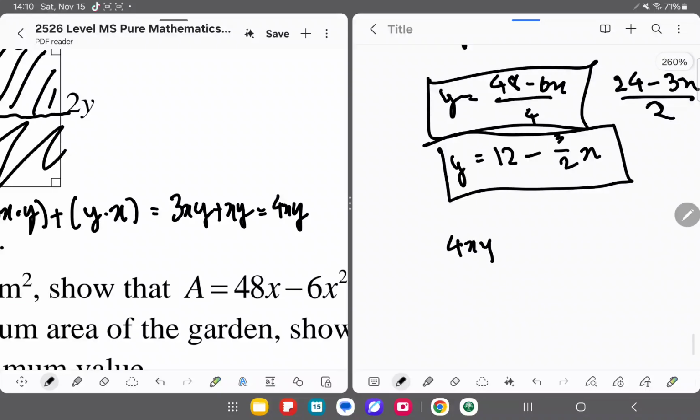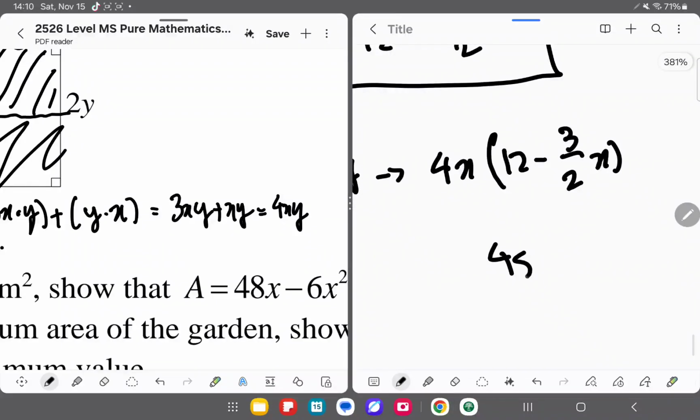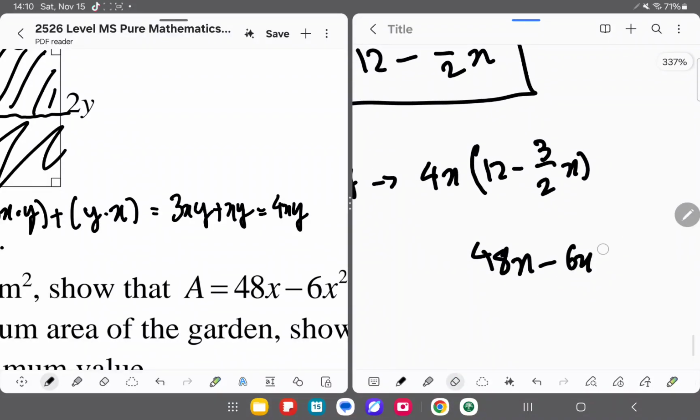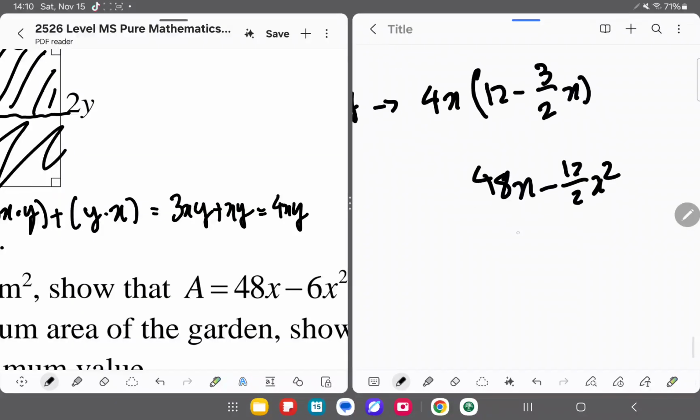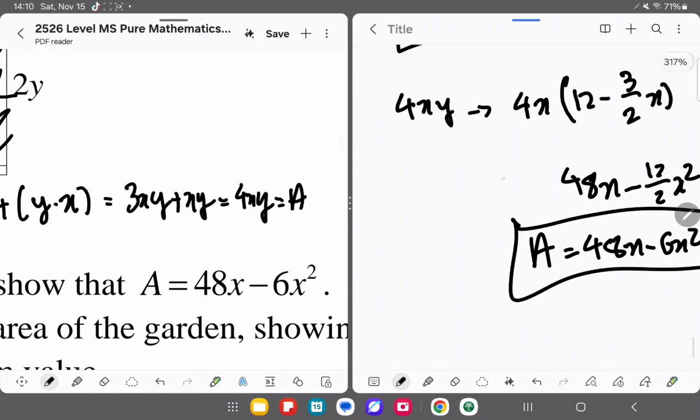So 4xy becomes 4x and then 12 minus 3 over 2x. You distribute to get 48x minus 6x squared. Or if you want, you can just get 12 over 2x squared, which simplifies then to 48x minus 6x squared as the area. So equal to A.